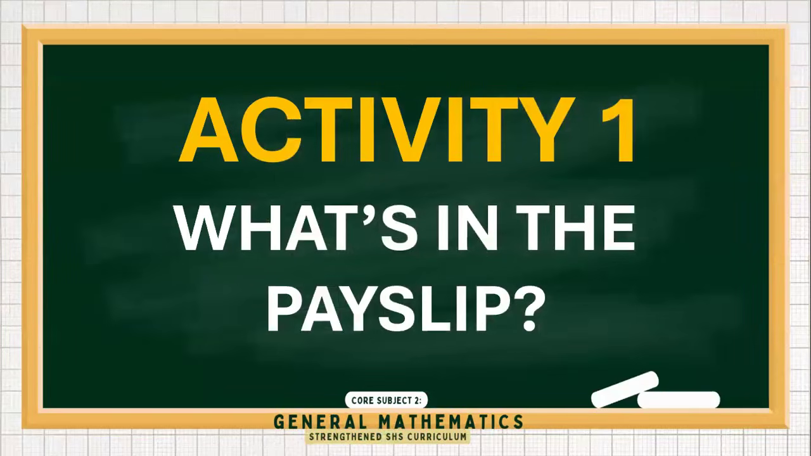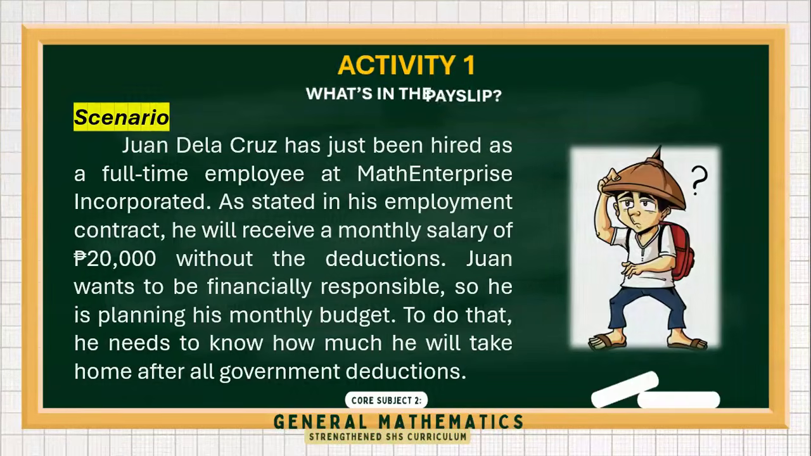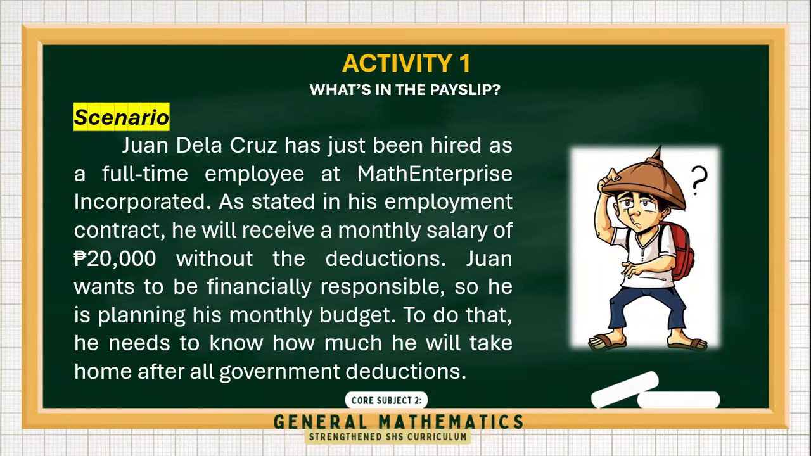Let's have activity number one, what's in the payslip. So let's meet here Juan de la Cruz. He's just been hired as a full-time employee at Math Enterprise Incorporated. So his employment contract says he'll receive a monthly salary of 20,000. But before he starts planning his weekend shopping, he realizes that not all 20,000 goes to his pocket.